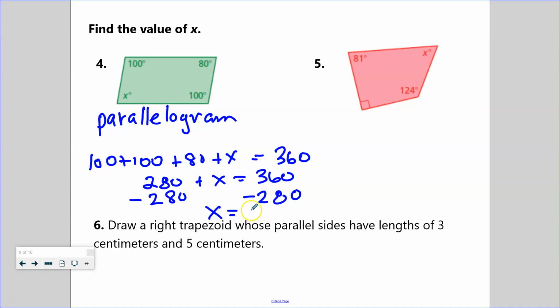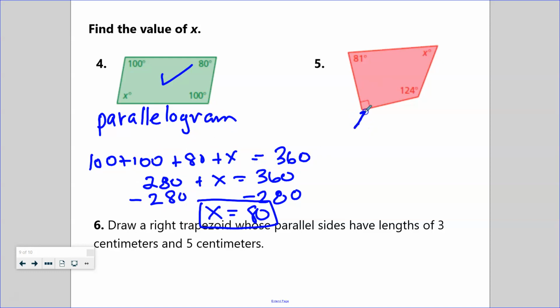let's see, it'll be 80 degrees, 80, right? And we can always check that. 100 plus 100 is 200, 80 plus 80 is 160, 200 plus 160 is 360. We did it right. So again, you can put the angle in there for x and then add up all your angles, and do they add to 360? If they don't, something went wrong with our math.